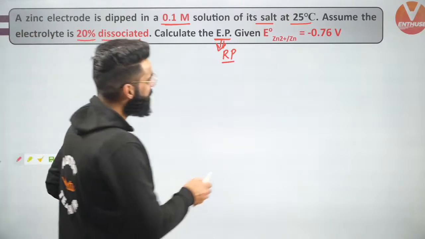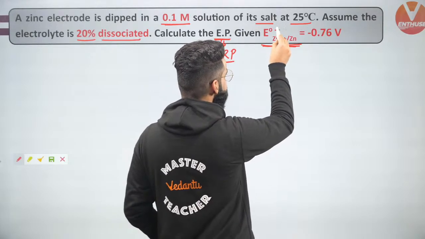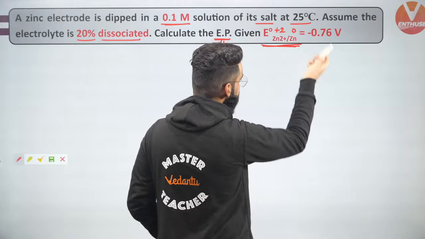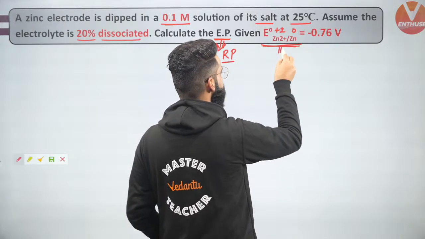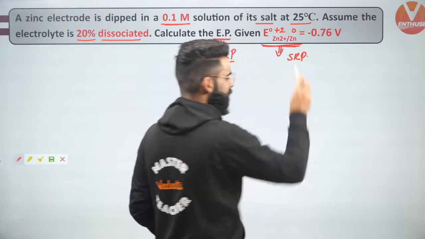Now first thing, am I given the standard reduction potential of zinc? Just check it out. The zinc is right now in +2 oxidation state, going from +2 to 0, a decrease in oxidation state. Decrease in oxidation state is what we call reduction. So this value is the standard reduction potential of zinc right here.